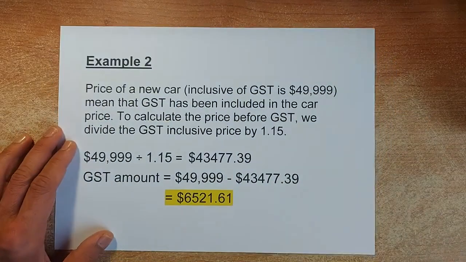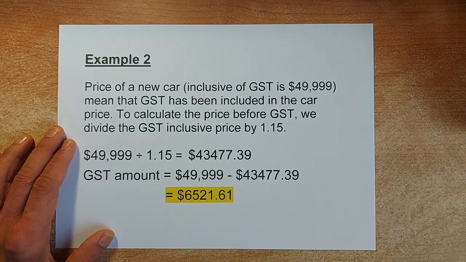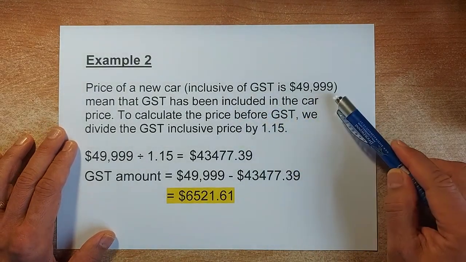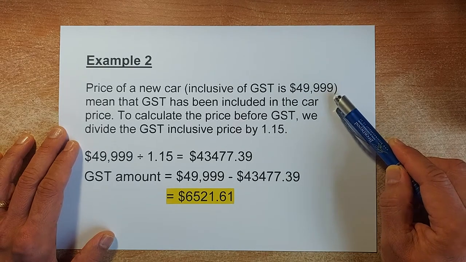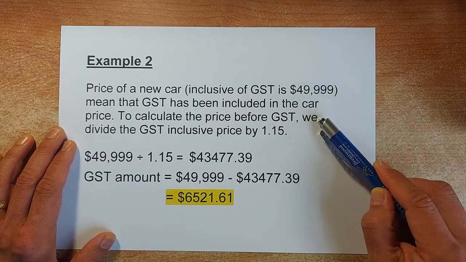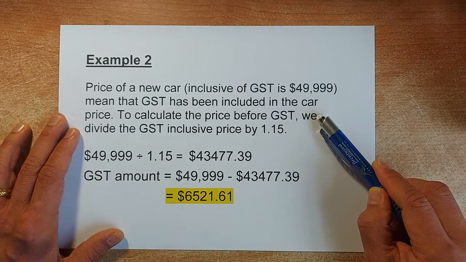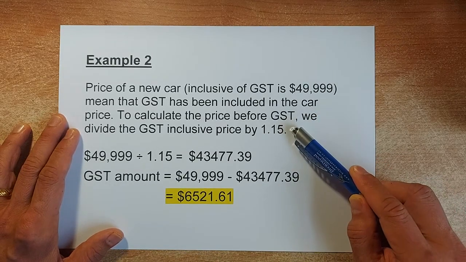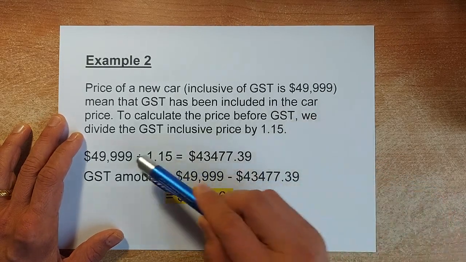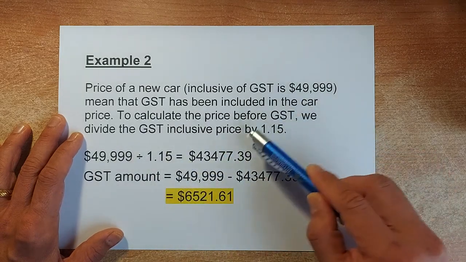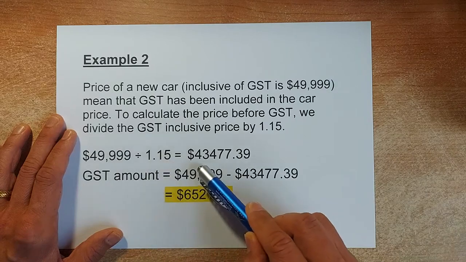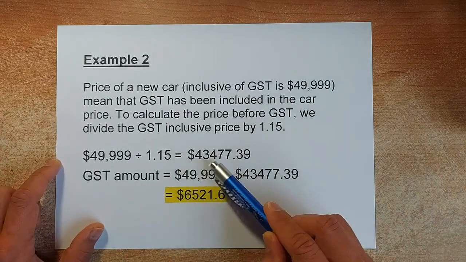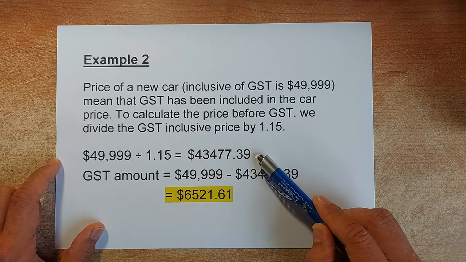Okay, so the price of a new car, inclusive of GST, is 49,999. They always like to put 999. It's actually close to 50,000. It means that the GST has been included in the car price. To calculate the price before GST, as I said before, you divide the price by 1.15. So 49,999 divided by 1.15 will give you, put it in your calculator, it's going to be 43,477.39.